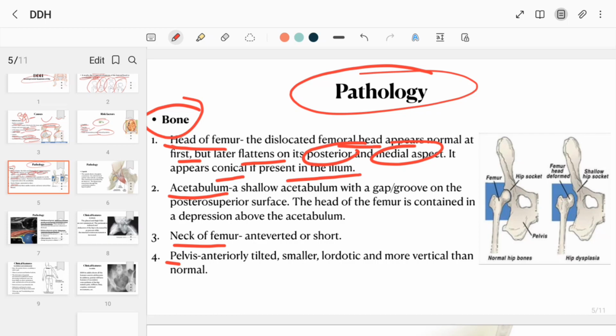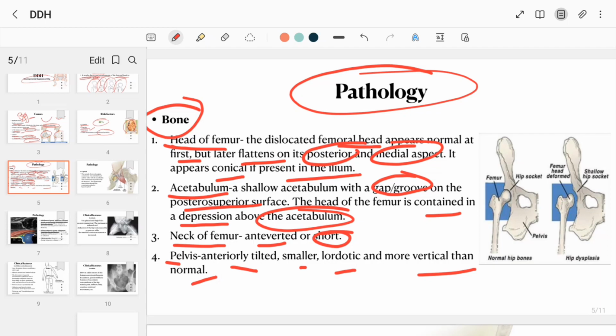Okay, now the acetabulum, the shell of the acetabulum with a gap or groove on the posterior superior surface. The head of femur is contained with a depression above the acetabulum. Okay, as we see above, the neck of femur is anteverted or short. Okay, the pelvis is anteriorly tilted, smaller, lordotic, and more vertical than normal.